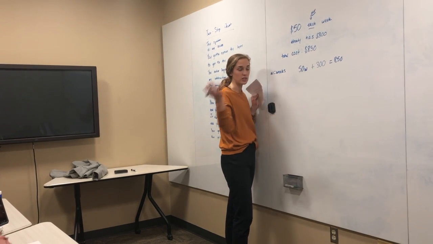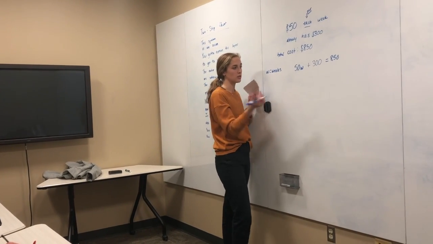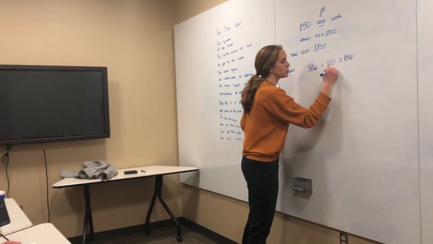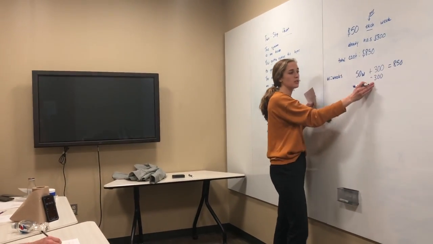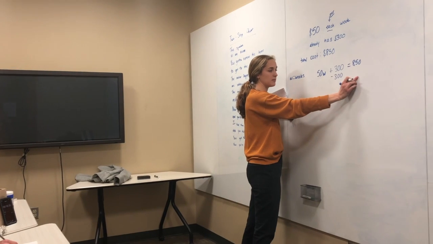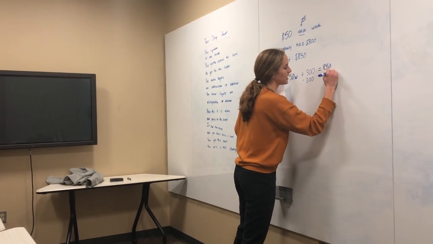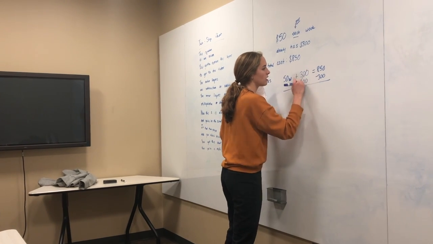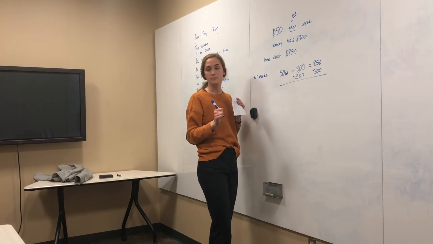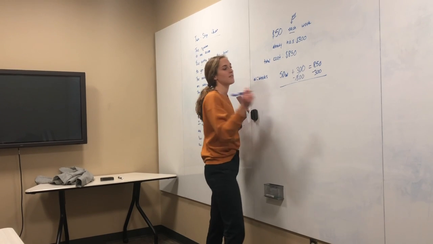So in order to undo this and get the 50W by itself, we have to do the opposite of addition, which is subtraction. So I'm going to move this 300. And whatever we do to this side, we have to do to what side? The other side. So subtract both sides by 300. And what is 850 minus 300? 550.